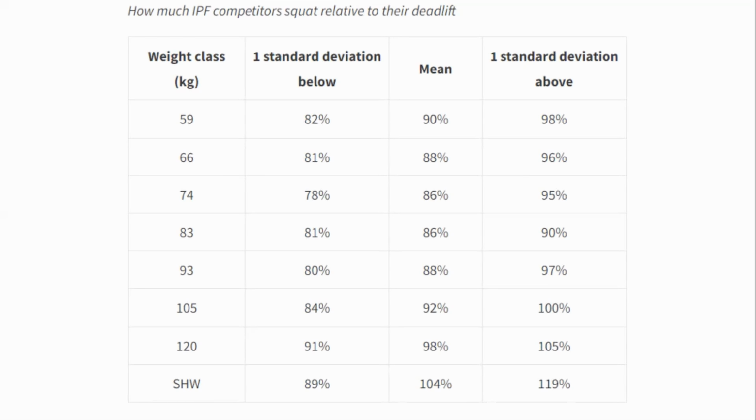Also, leverages obviously play a part in this, and your body proportions and things like that. But regardless, whether it's due to leverages or a weakness, it's still important to identify what we need to train more than other things. So that's what those ratios would indicate.